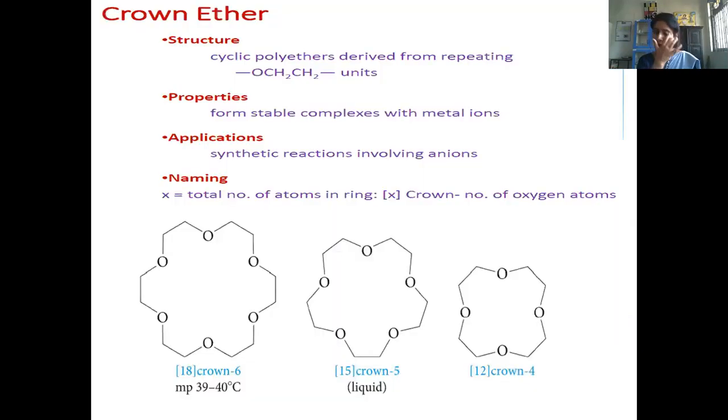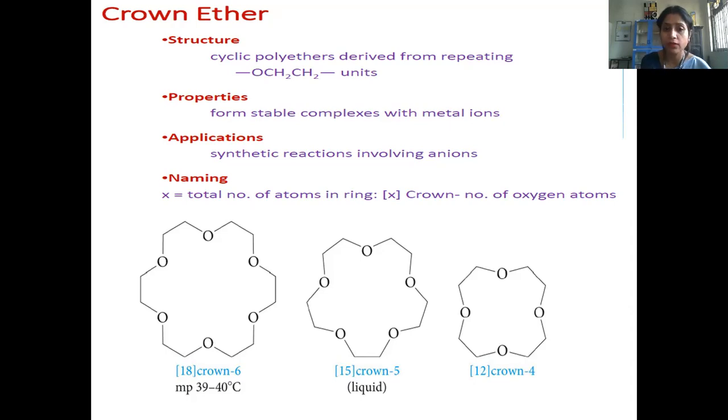Now we come to a very important topic, that is crown ethers. So what are crown ethers? They are basically polyethers having a crown-like structure. Since they're polyethers, they have more than one OCH2CH2 group, so more than one ethereal functional group. In crown ethers, the repeating unit is OCH2CH2. You can see below, all the repeating units are OCH2CH2.